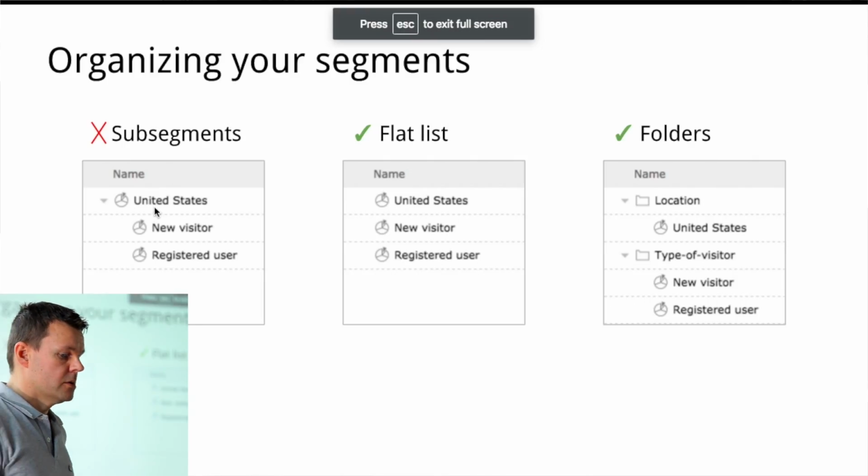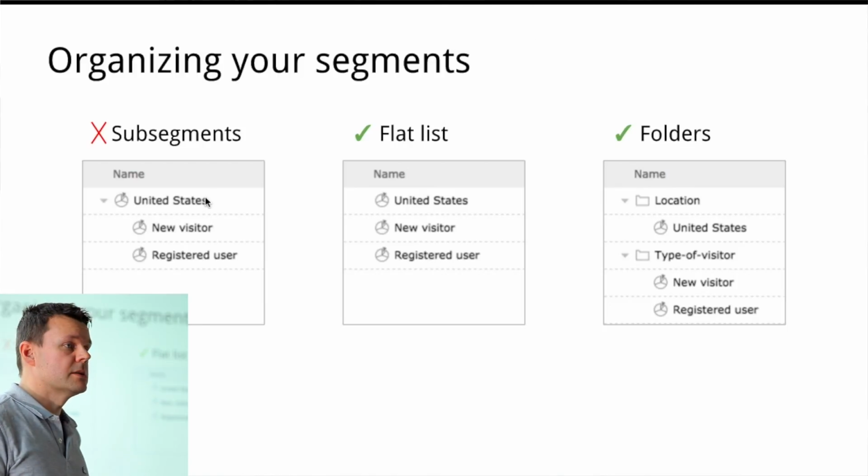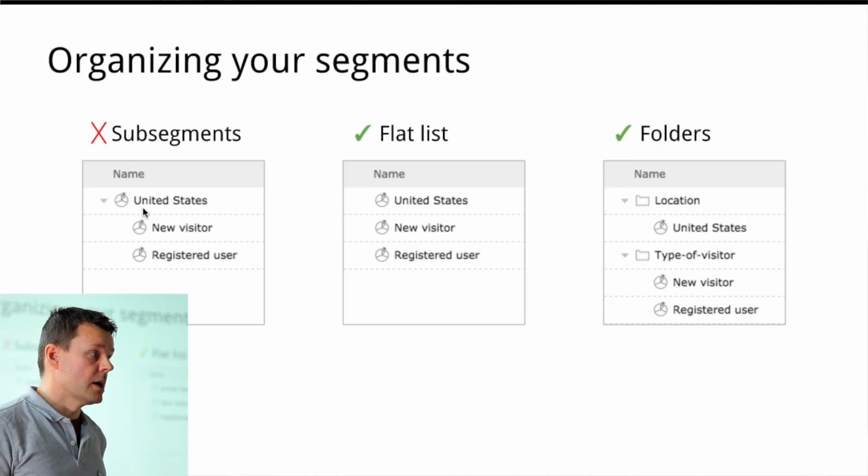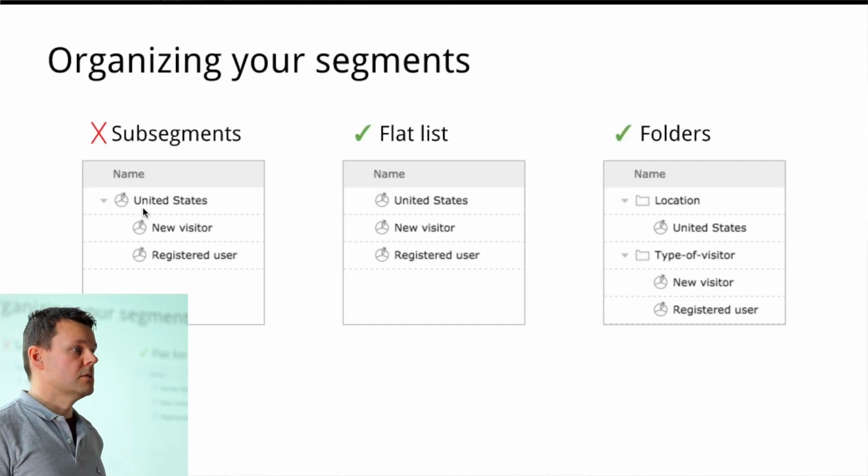What you used to be able to do is organize segments into so-called subsegments, one after another. So United States and new visitor and registered user under it, for example. A geo segment and the type of visitor. This is no longer allowed because this is not how Magnolia applies segments. So here, for example, registered user doesn't mean a registered user from United States. It means just registered user.